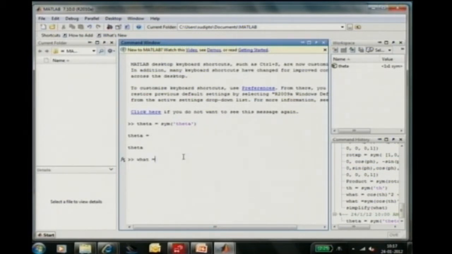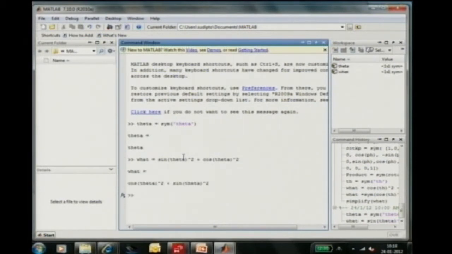what is equal to sin theta square. Nothing very interesting, right? It just reflects that. But now simplify.